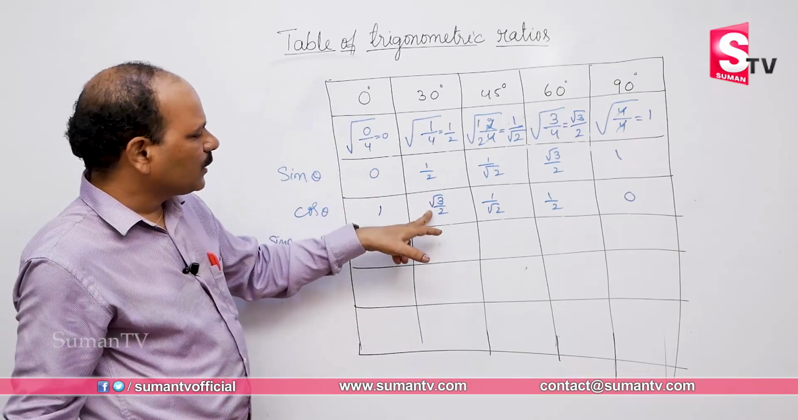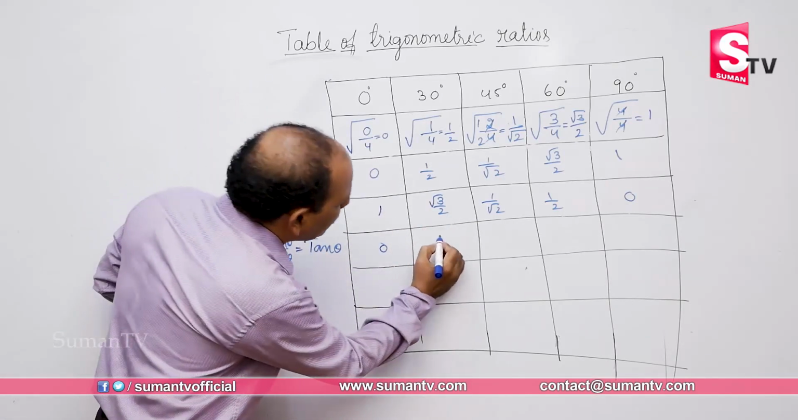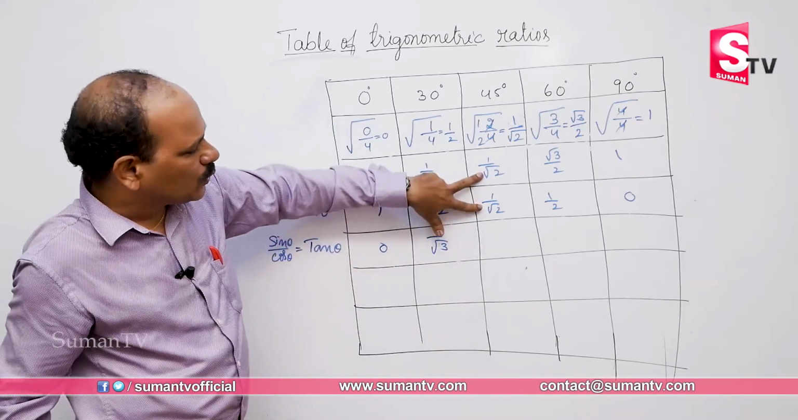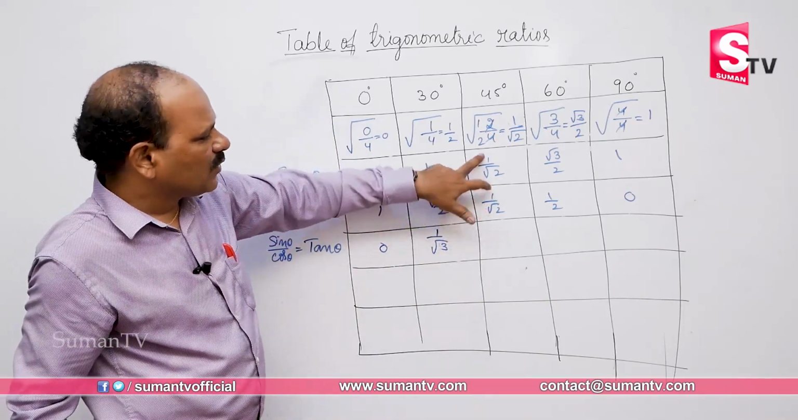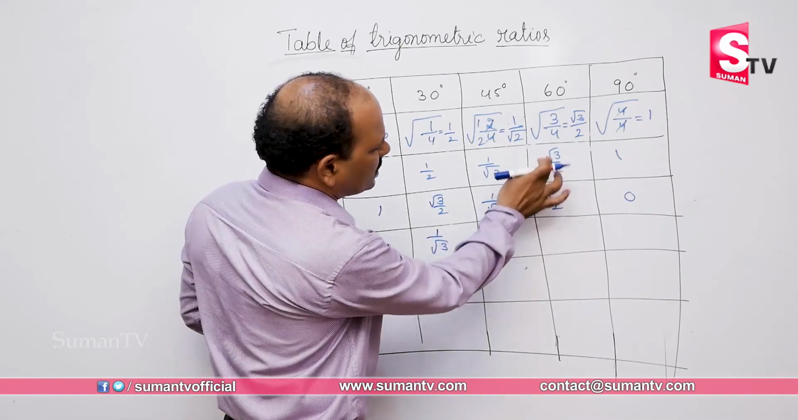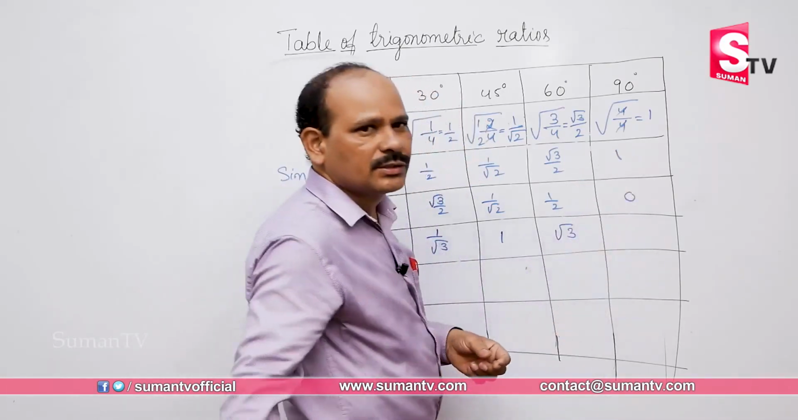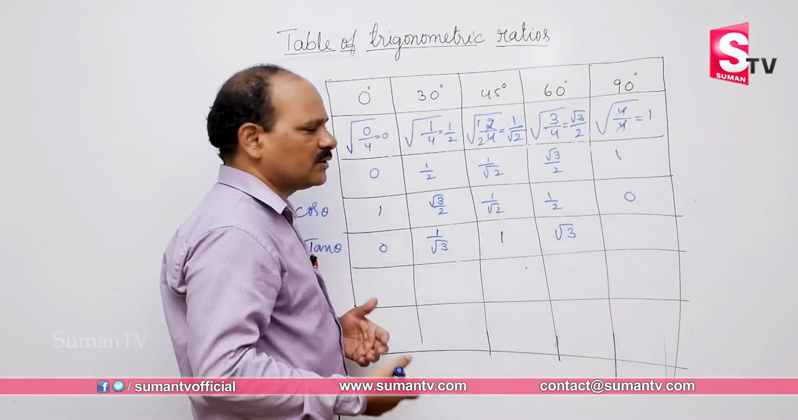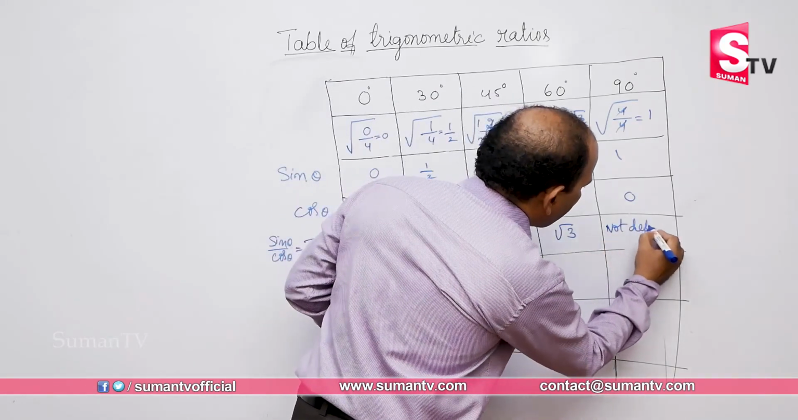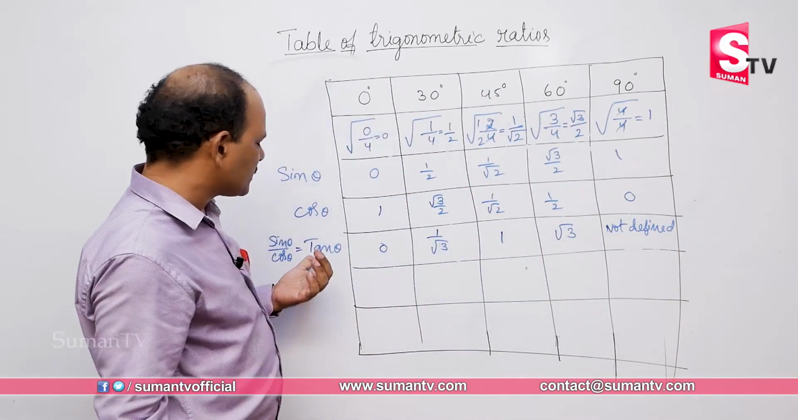Here 1 by 2 and root 3 by 2. These 2 and these 2 will go cancellation. So the remaining part is 1 by root 3. Here also root 2 and root 2 will go cancellation. So 1 by 1 is 1. Here 2 will go cancellation. Root 3 by 1 is root 3. 1 by 0 is infinity. Inverse of 0 is not defined. These are all the values of tan theta.